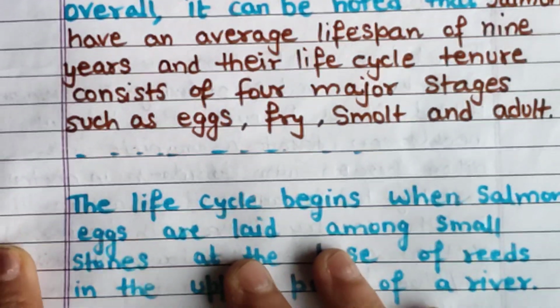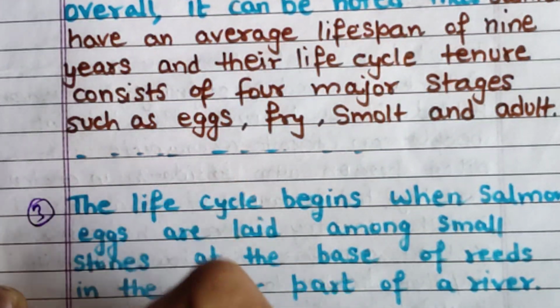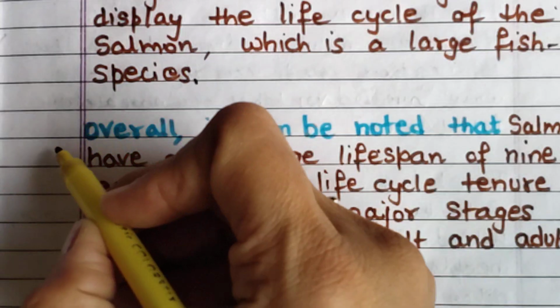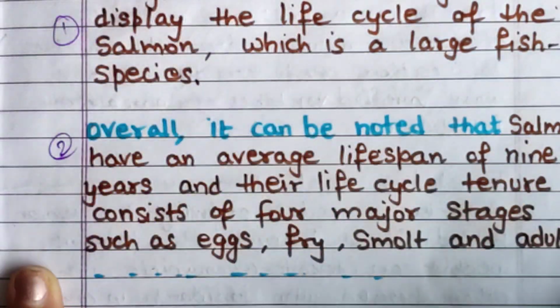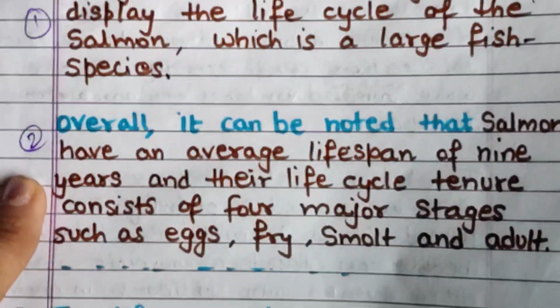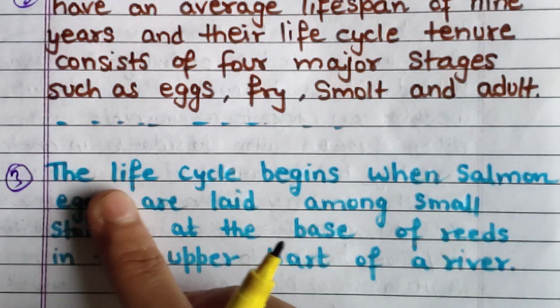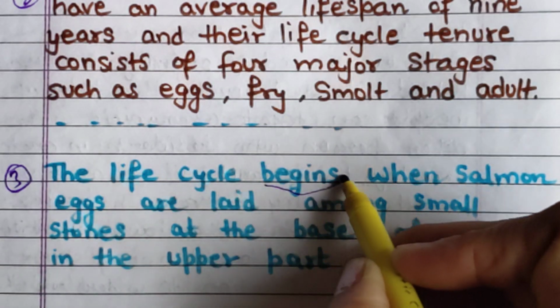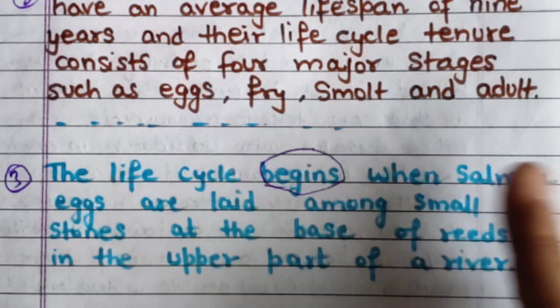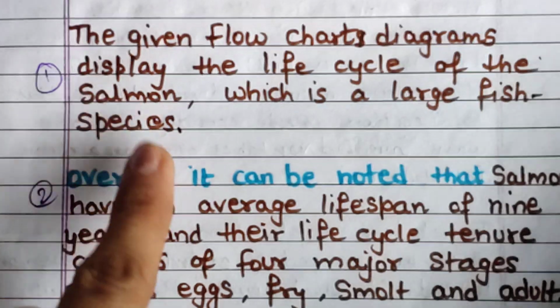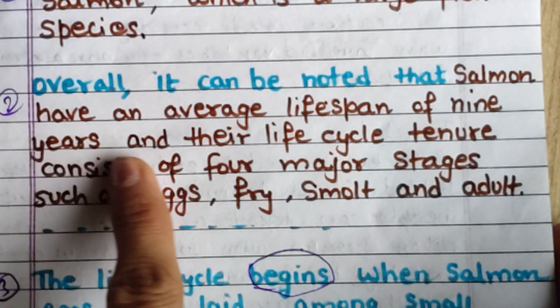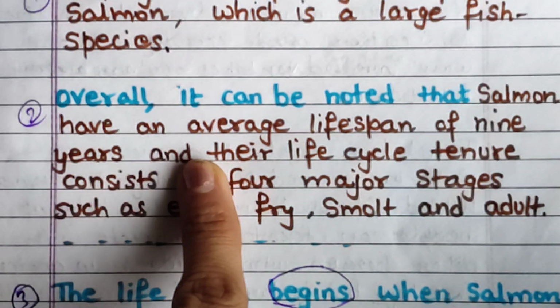Now what about the third paragraph? This is my third paragraph. This is the second paragraph and this is the first paragraph. This is the introduction, the overall paragraph. You have to complete it, please. Now body paragraph 3: the life cycle begins. See, simple present tense in the introduction and present tense in the overall paragraph.